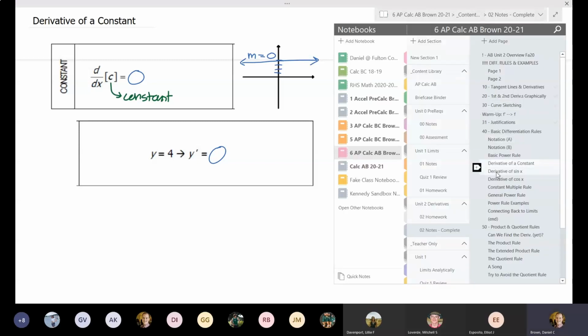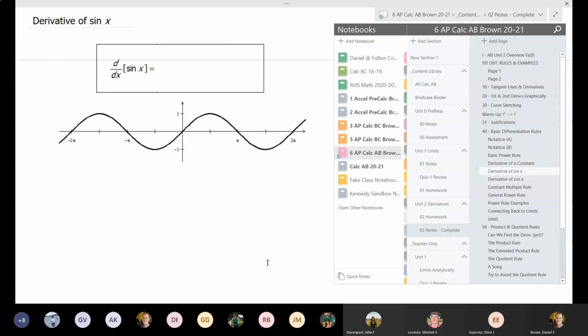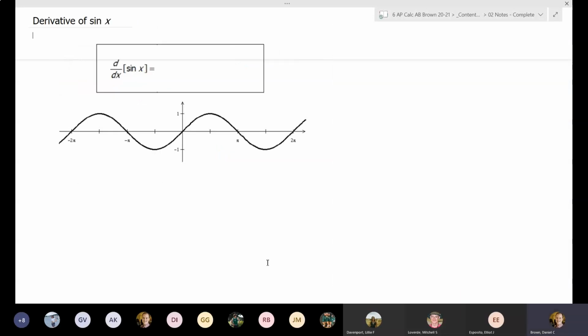Then we also have some basic trig rules. The first one is the derivative of sine. We did this as a warm-up actually before your quiz. But the derivative of sine is actually the cosine of x. And again, the reason for that is when you go to graph the f prime when given the sine graph, it does form the cosine graph. So we have that the derivative of sine is equal to cosine.